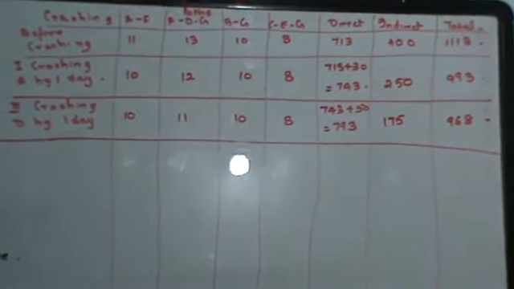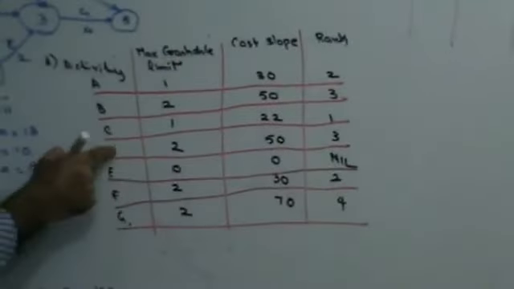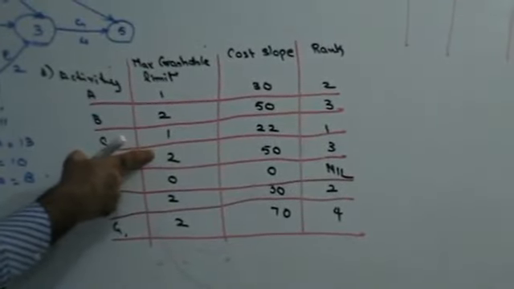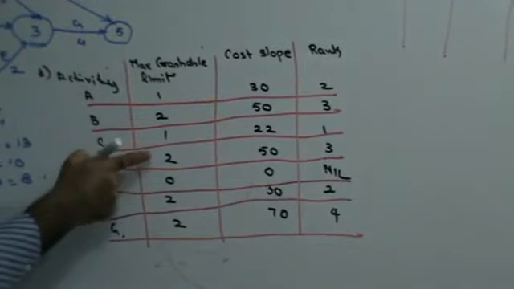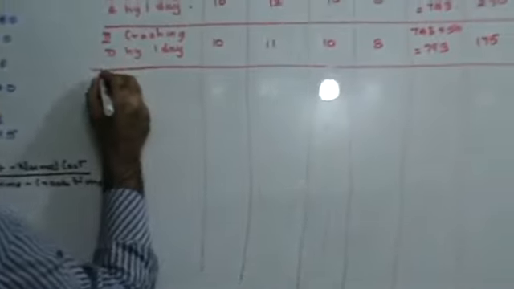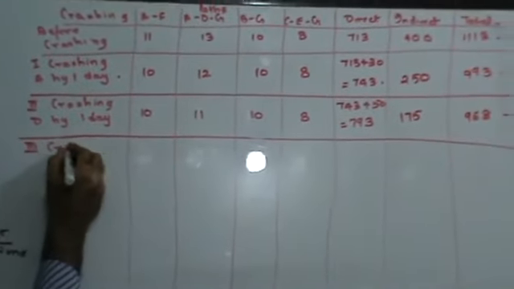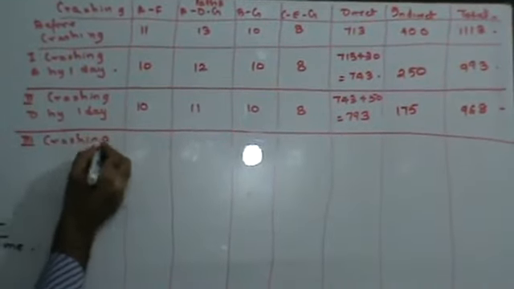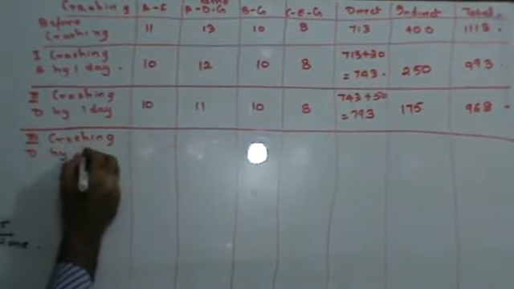Let's look at our cost slope again. D can be crashed by 2 days. I have only crashed it by 1 day so far. So I can crash it by 1 more day. So let's crash. This is my third crashing, of D by 1 day.